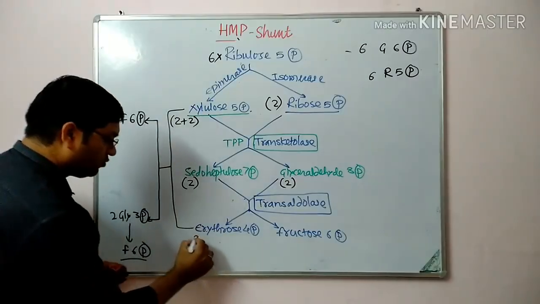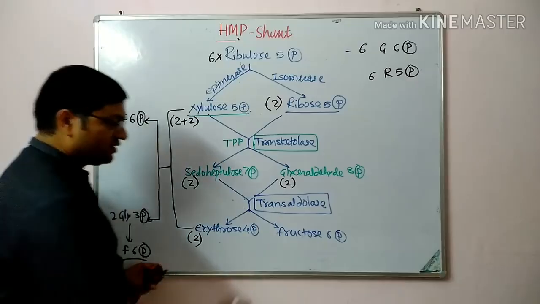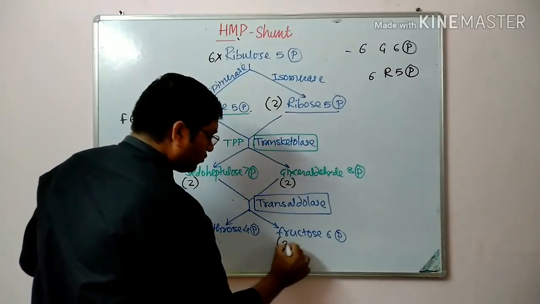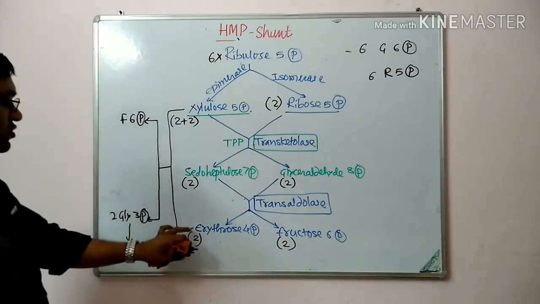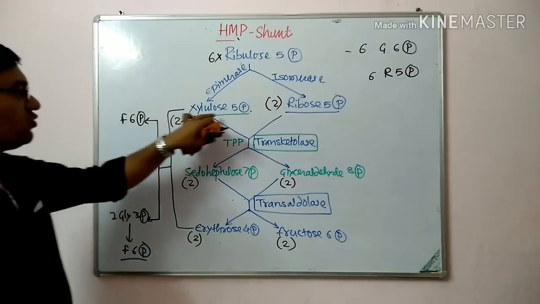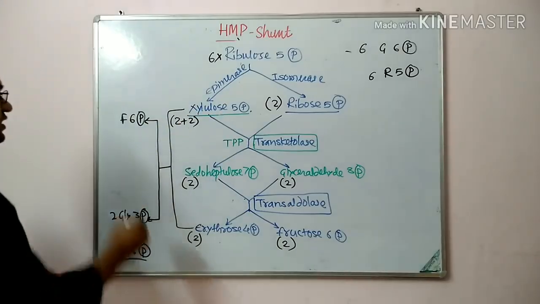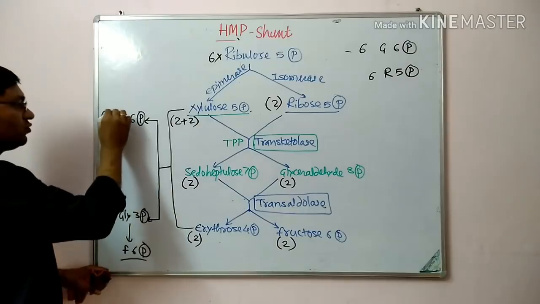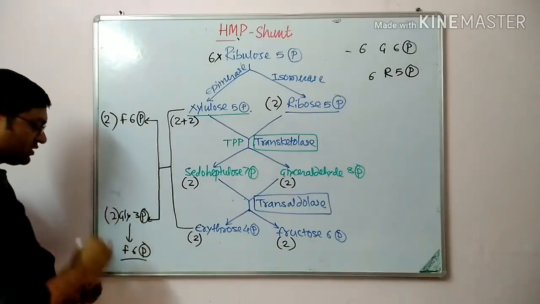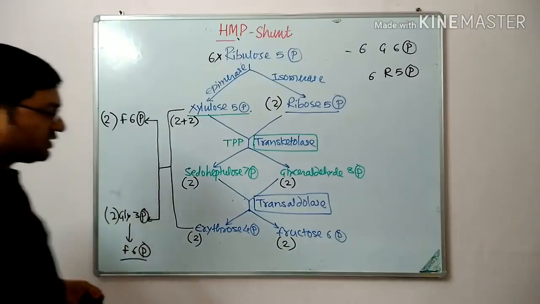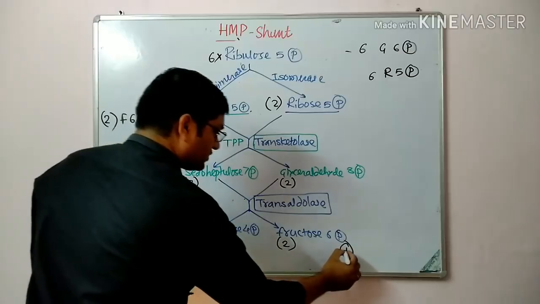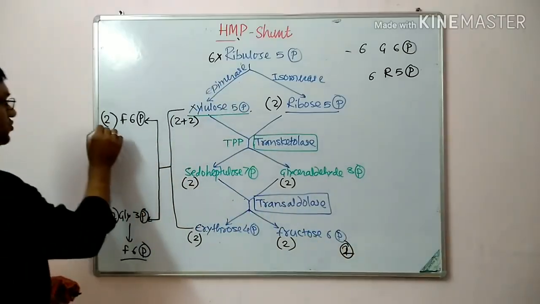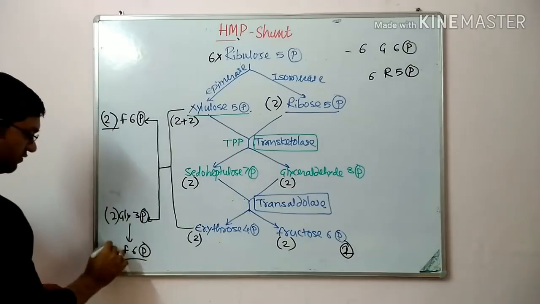There are 2 molecules of erythrose 4-phosphate and 2 molecules of fructose 6-phosphate. Now this erythrose 4-phosphate combines with the 2 molecules of xylulose 5-phosphate. It gives 2 molecules of fructose 6-phosphate and 2 molecules of glyceraldehyde 3-phosphate. So there is generation of, this is the first and second, here is 2 plus 2 is 4, plus 1 is 5.